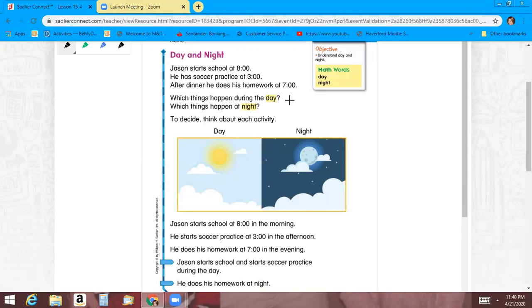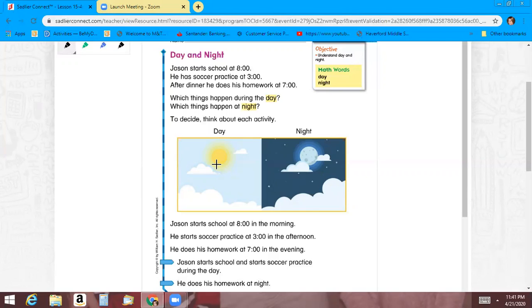The question they're asking is which things happen during the day and which things happen during the night. So we have to think about each of those activities. So his first activity, they said he starts school at 8 o'clock. Well, we know that he's starting school, most likely it's happening in the morning, right? If he's having soccer practice at 3 o'clock, we know that's something that's happening in the afternoon, probably after he's done school. And it says after he's done his dinner, he has his homework at 7 o'clock. So we know that's happening in the evening.